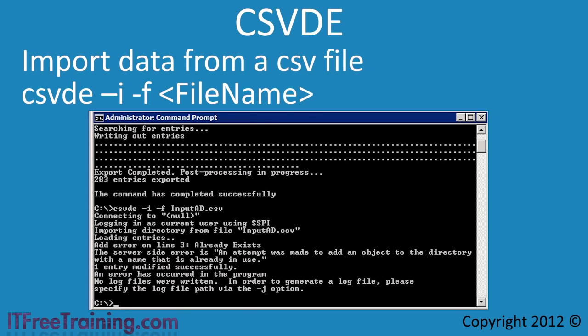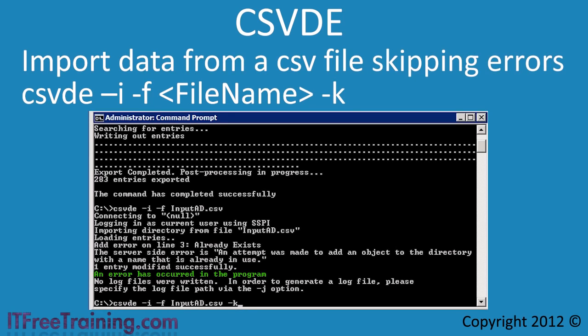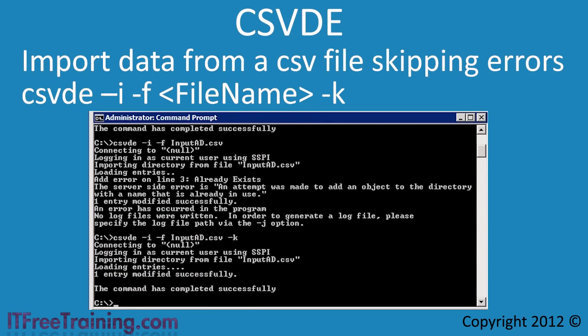Once the command has run, notice that I get a message saying that there was an error. The problem was that one of the users in the file already exists. When CSVDE encounters an error, it will exit. To get around this, you can add the -k option. This will tell CSVDE to ignore errors and continue processing. When I run the command again with the -k parameter, notice that the error indicating the user already exists will be reported again. This time the command will process all the users in the file and not stop when it encounters an error.